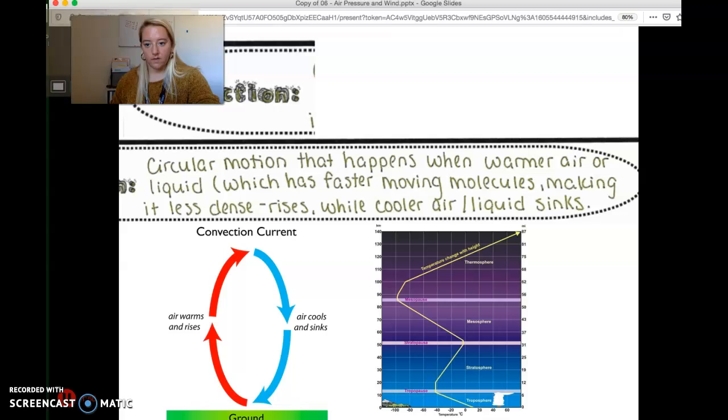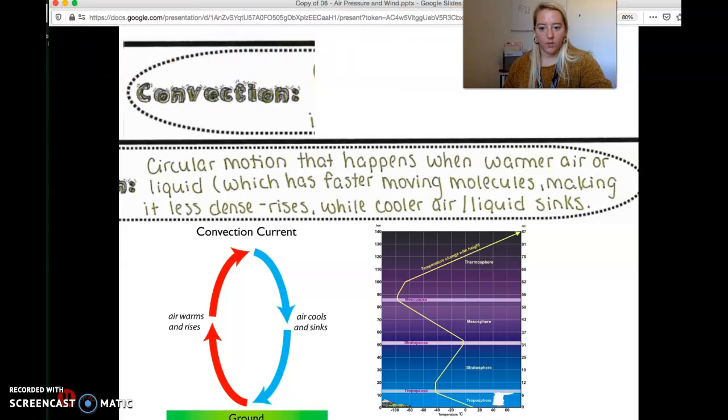We are defining convection at the very top. I would like you to define it as the circular motion that happens when warmer air or liquid, because it happens with water, which has faster moving molecules, making it less dense, will rise while the cooler air sinks. So it's this back and forth cycle that we get. It's called convection. We've heard of convection ovens that work similarly.